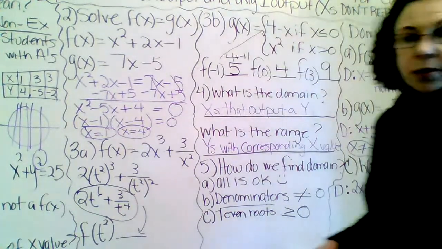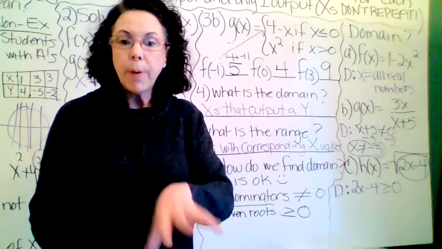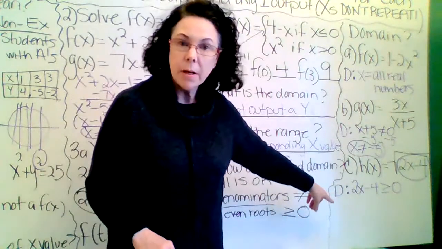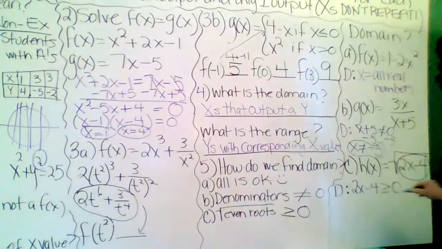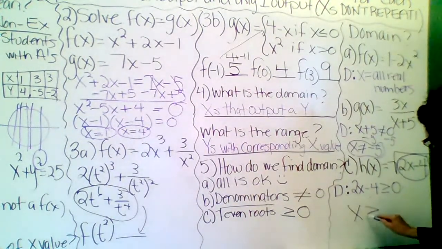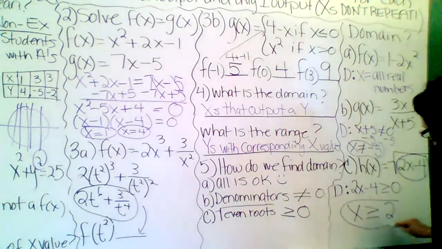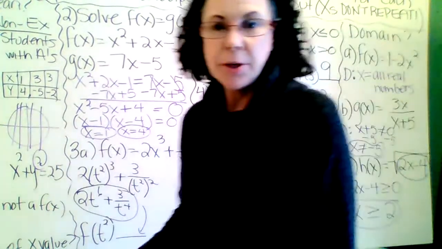I can take the square root of 0. It's 0. That's okay, right? But I can't take the square root of a negative number. Now, this is a statement of the domain, but we like the x's alone, right? So I am going to add a 4 and divide by 2. Right, so add a 4, divide by 2. Here's my domain. X has to be greater than or equal to 2.